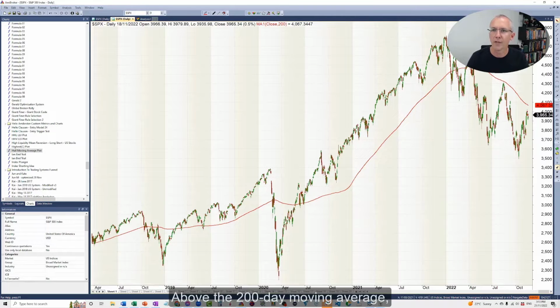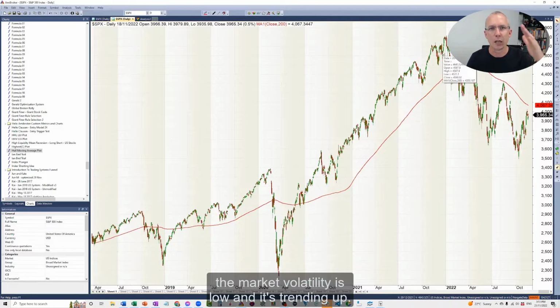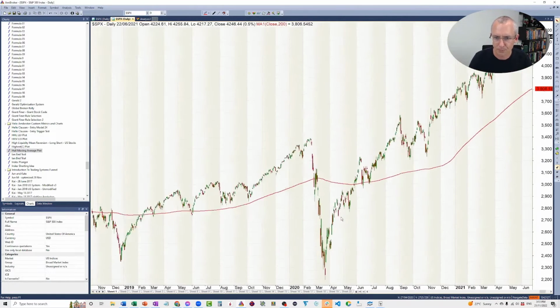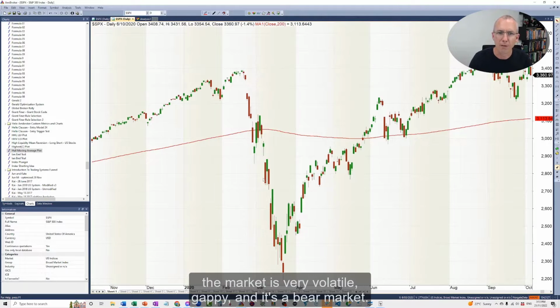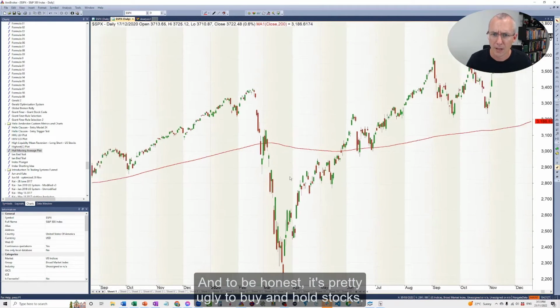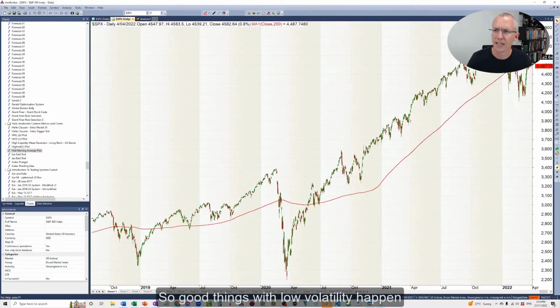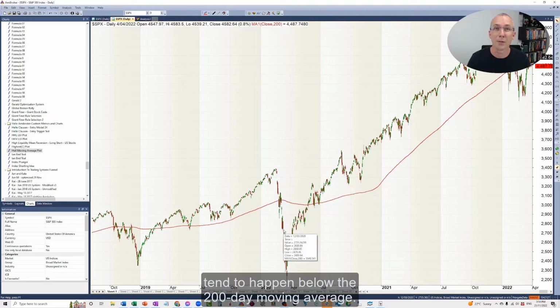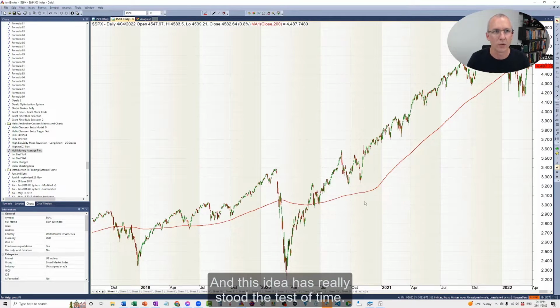Above the 200-day moving average, the market volatility is low and it's trending up. Below the 200-day moving average, like you see here, let me zoom in, the market is very volatile, gappy, and it's a bear market. And to be honest, it's pretty ugly to buy and hold stocks. So good things with low volatility happen above the 200-day moving average, and bad things, high volatility gaps and market crashes, tend to happen below the 200-day moving average. And this idea has really stood the test of time.